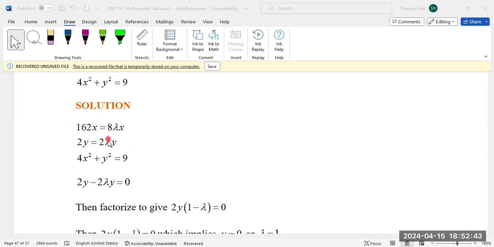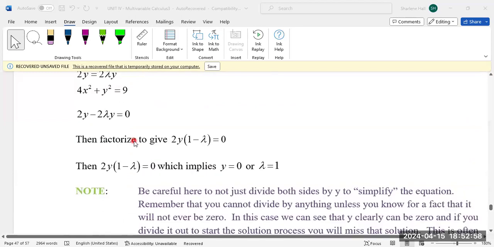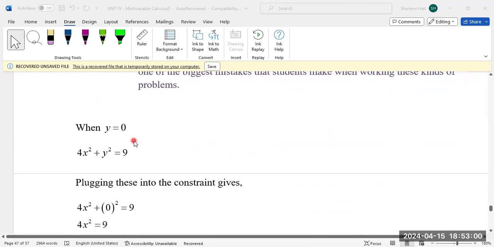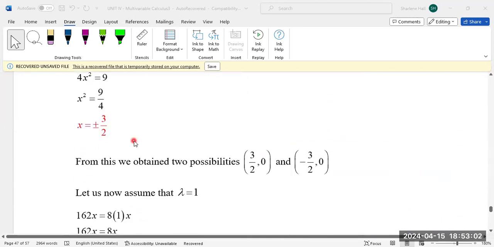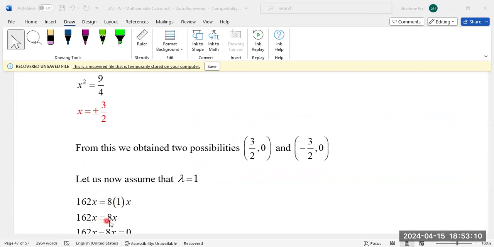Remember, we have two sets of equations. We can't just use one and not use the other. So we have to use this one now. We're going to use this one to substitute the value of lambda to see what we get. So it's going to be 162x minus 8 lambda x, but lambda is 1. So we're going to get 162x is equal to 8x.